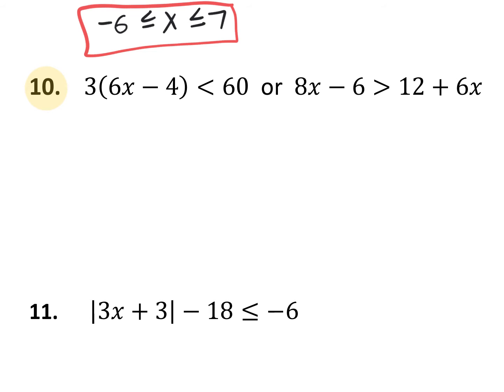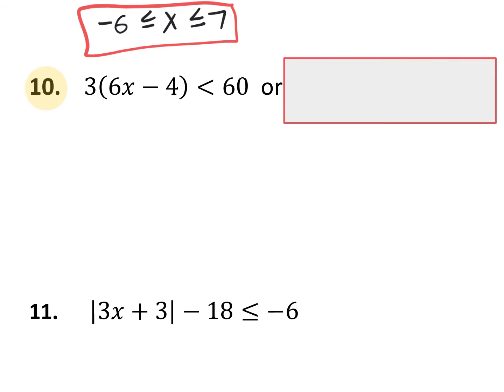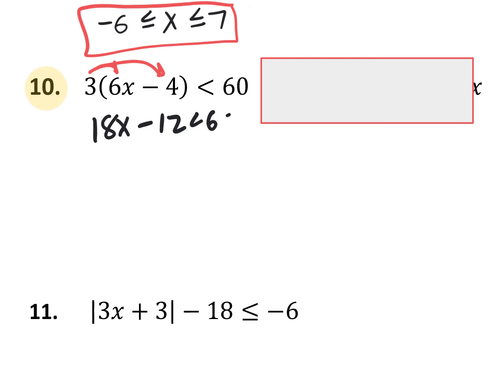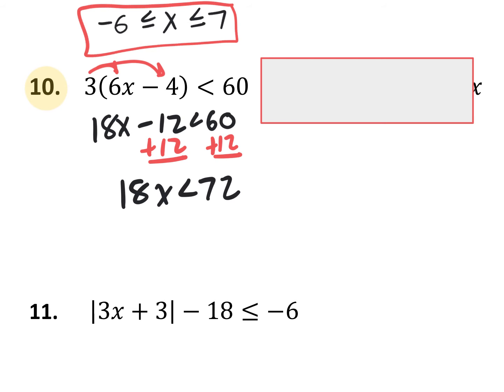Let's just look at one of them at a time, okay? So if you just had this one simple inequality, how would you solve that? Well, you would distribute first. So you'd end up with 18x minus 12 is less than 60. Then you want to get 18x by itself, so you would add 12. Add 12, you end up with 18x is less than 72.